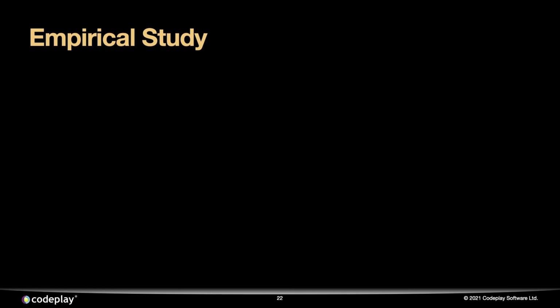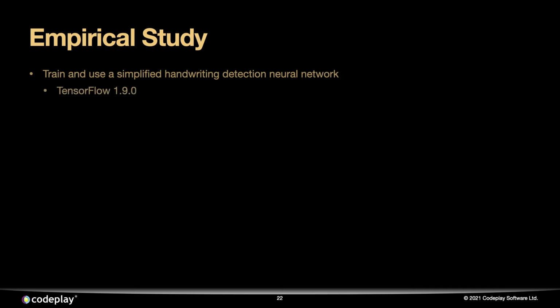So I've given you some background about why we care about executing graphs and what a graph looks like in OpenCL. So now I'll show you some graphs that I found in a real-world application. So what I did was I just took a very simple handwriting detection neural network and I trained it. So this was on top of TensorFlow 1.9.0, and I'm using the standard MNIST example. So if you ever go to learn to use TensorFlow, this will probably be the first or second tutorial that you do. So it's a very simple entry-level example.